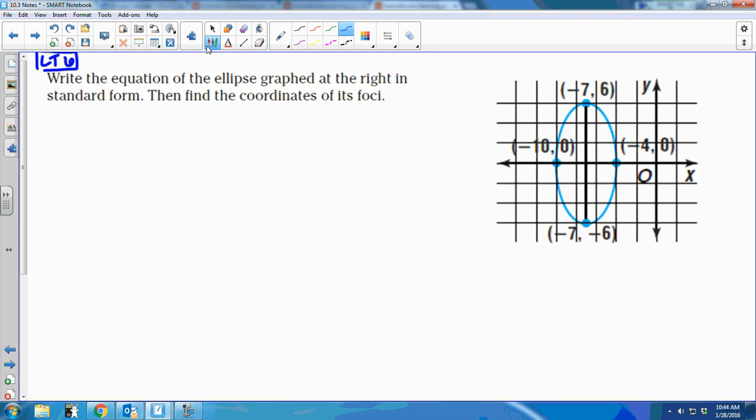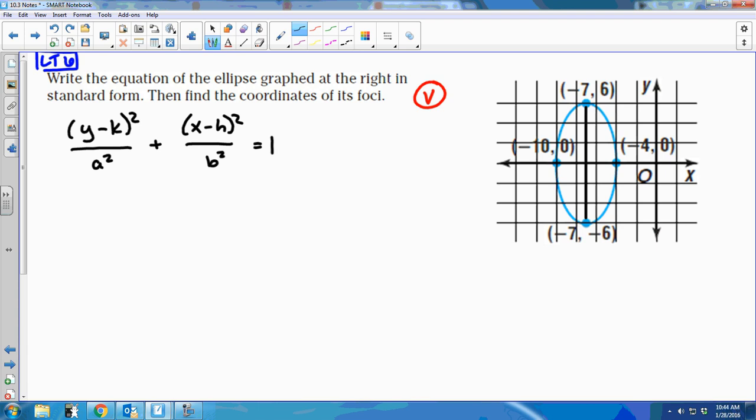Vertical, right? It's longer going vertically, so it's vertical. So make sure you know that so you put it in the right format. From your formulas, you have that the equation should be y minus k squared over a squared plus x minus h squared over b squared equals 1. Right? That's from your notes you just took.